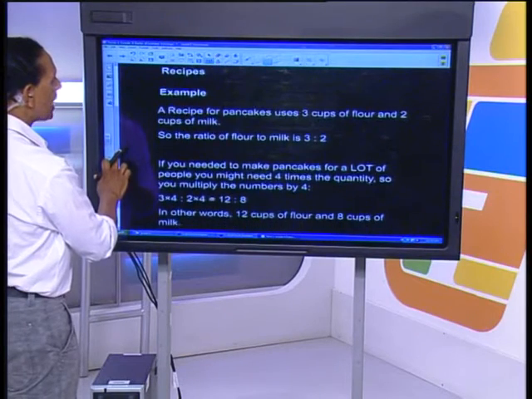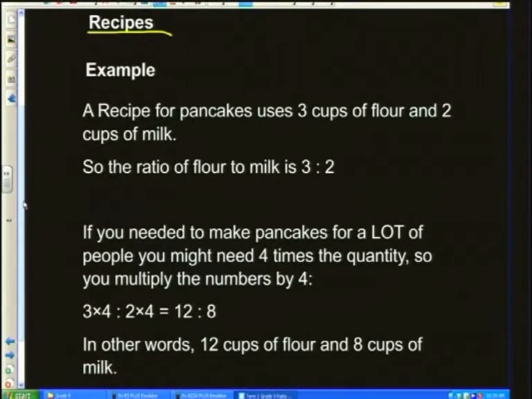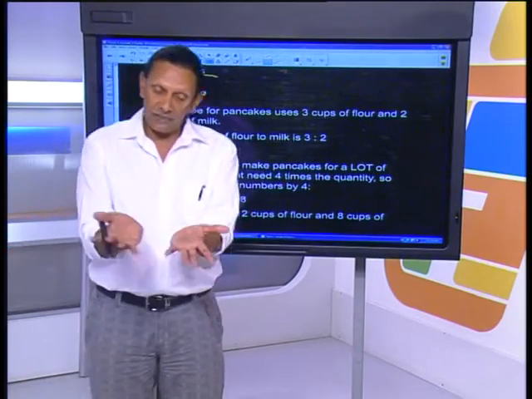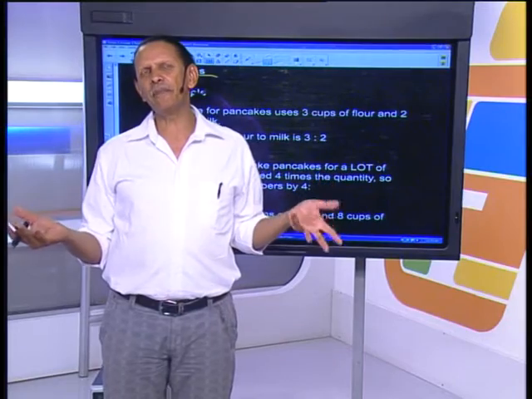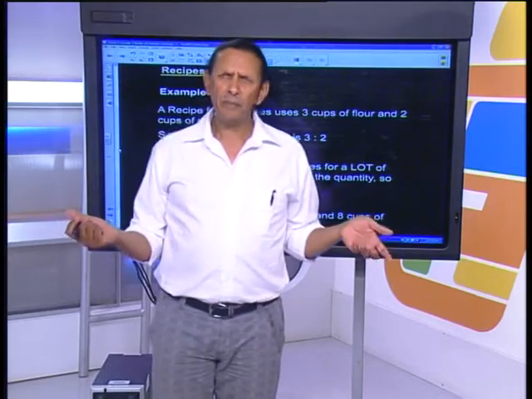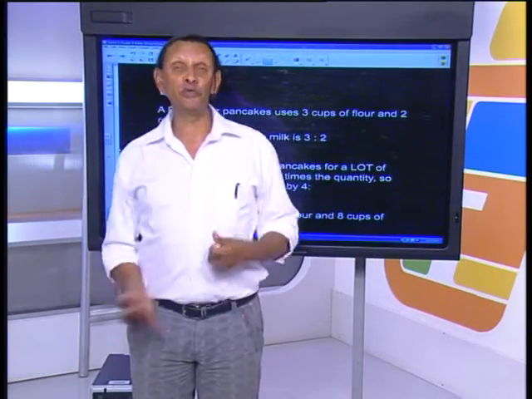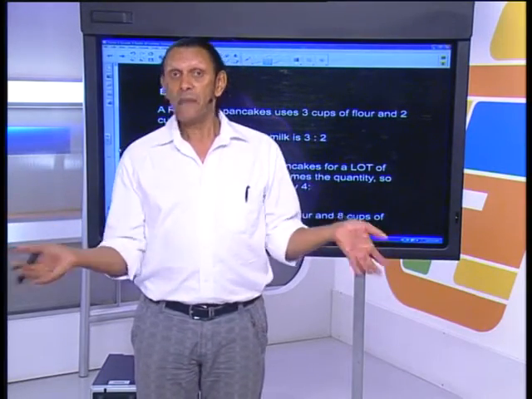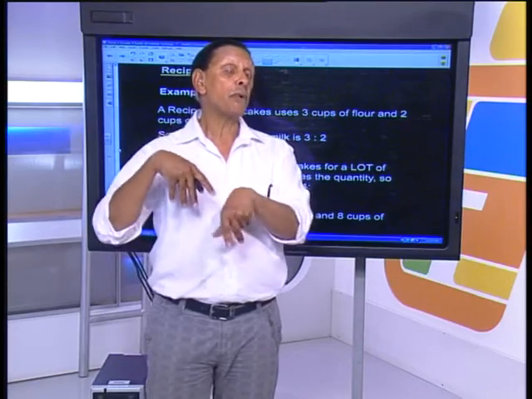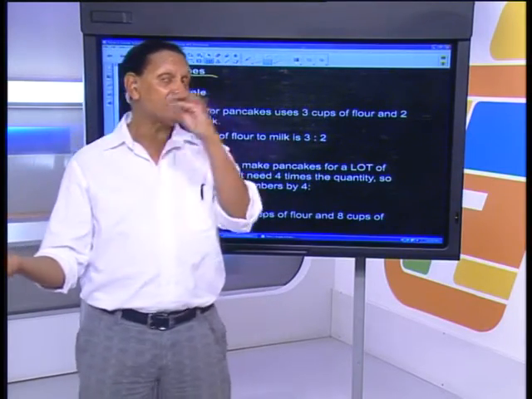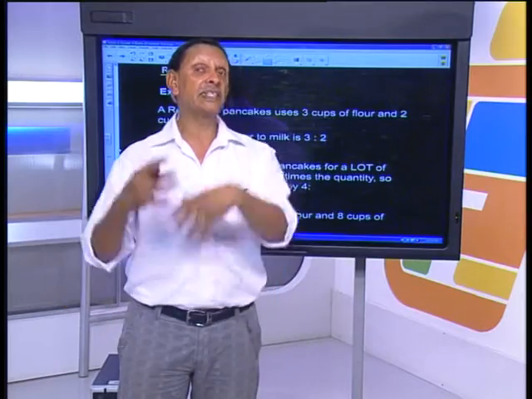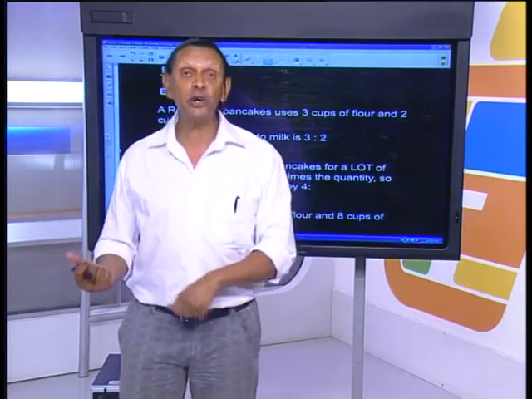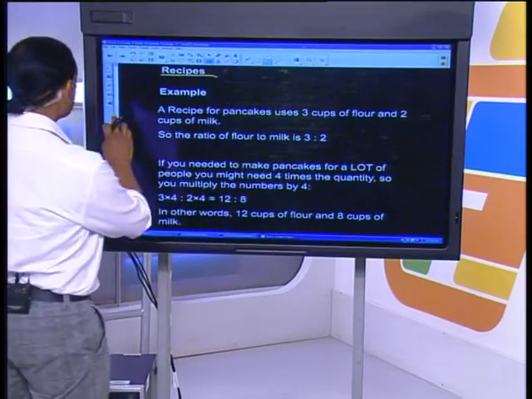Right, let's go to recipes. We're going to do some cooking now. Now, remember your mother sometimes in the kitchen got a recipe, and the recipe is maybe made for 2 persons. But now there's 10 people coming to visit her. So now she must increase the ingredients, isn't it? But she must increase them proportionally, in the same ratio, so that there's enough food, or enough cake for everybody. And that's also where ratio comes in very handy. So let's do some baking.